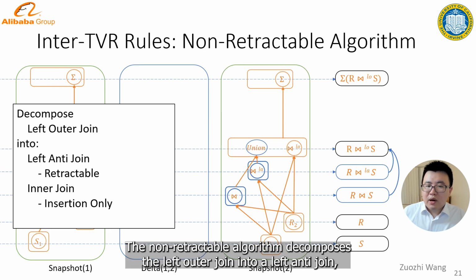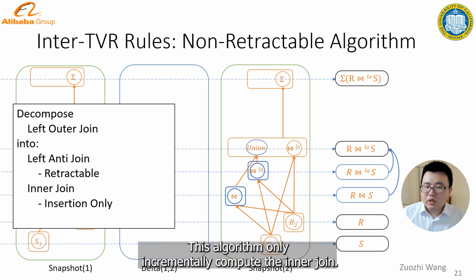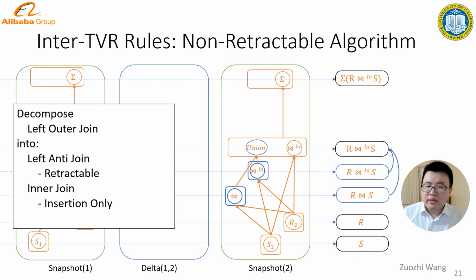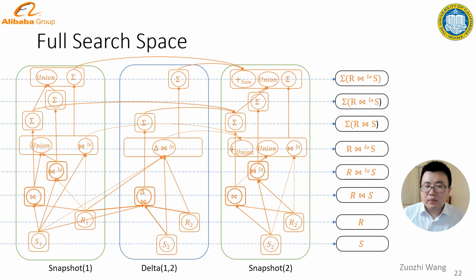The non-retractable algorithm decomposes the left outer join into a left anti-join, which contains retractions, and an inner join, which contains append-only results. This algorithm only incrementally computes the inner join. The inner join and the left anti-join have special relationships with the original left outer join. Their snapshots can always be merged using a union operator.